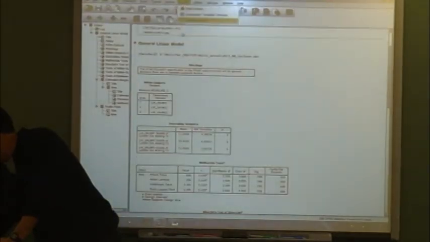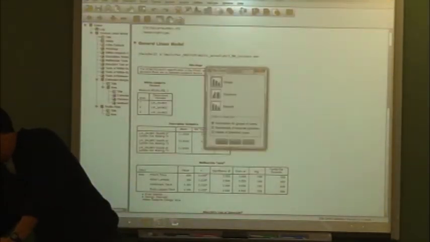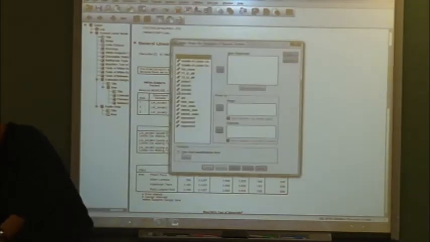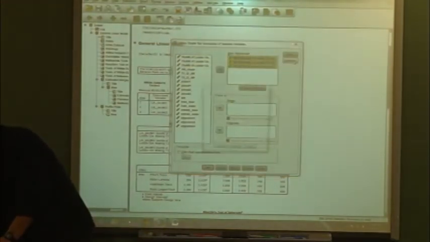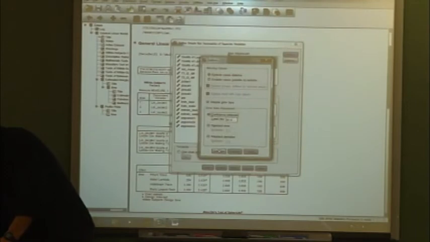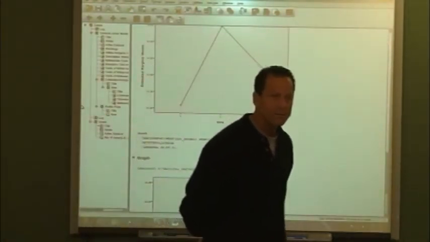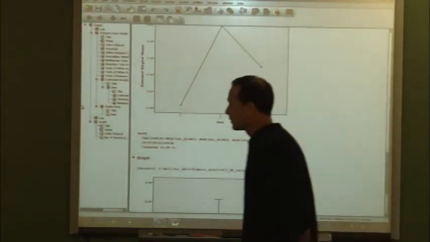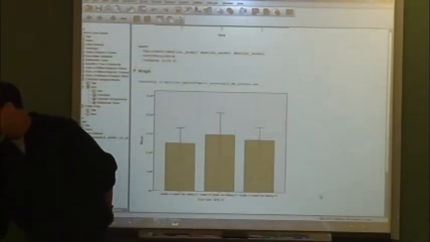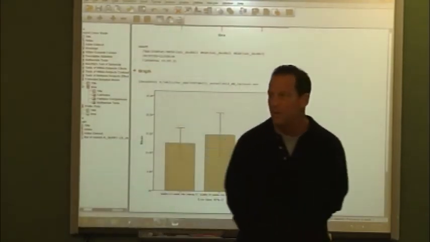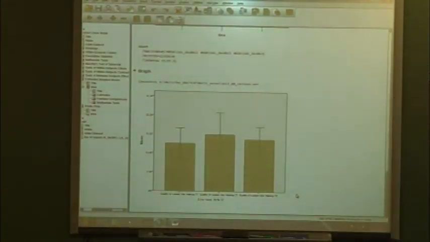Let me do graphs. And let me get what you think about this. Separate variables, simple. Let's go and do this. And then under options. Didn't change. What do you guys think of that one? I don't like it. Tell me why.